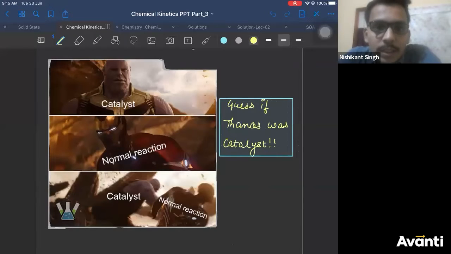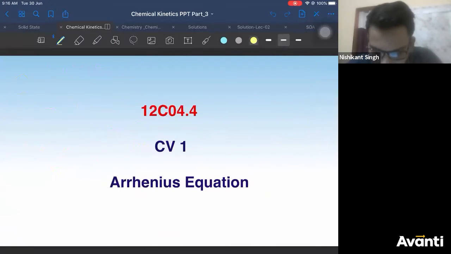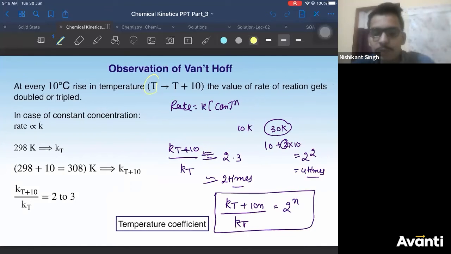So let's start. Let us quickly see what we studied last class, and then we'll move ahead. We started with the Arrhenius equation, but we have not yet discussed it. We just saw the effect of temperature which was observed by Van't Hoff, right? So we just saw that effect of temperature, correct? What did we conclude here?